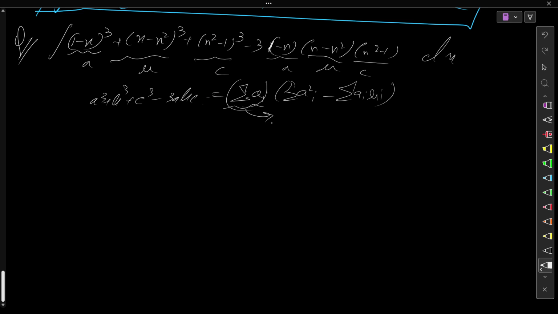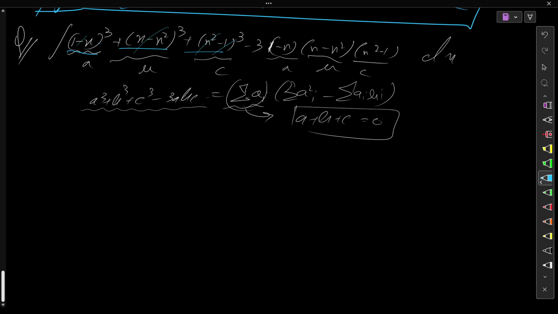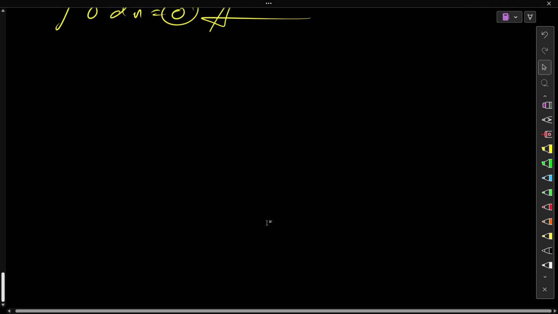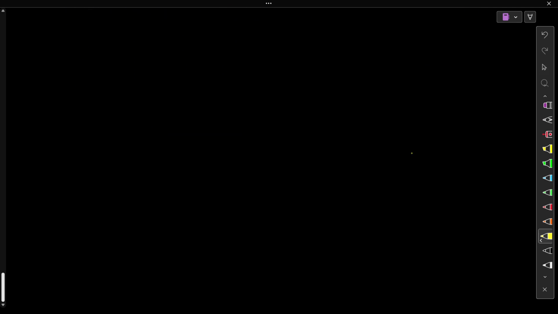Now, in case a plus b plus c is equivalent to 0, then in this case a³ + b³ + c³ minus 3abc is equivalent to 0. And if I see, 1 minus x plus x minus x square plus x square minus 1, this all got cancelled, so a plus b plus c is equivalent to 0. So this integral is actually equivalent to 0 dx, and the answer is 0. Done. It's just observation.